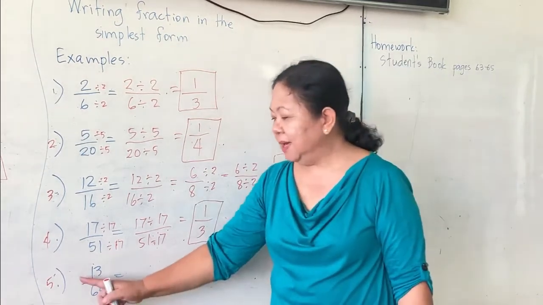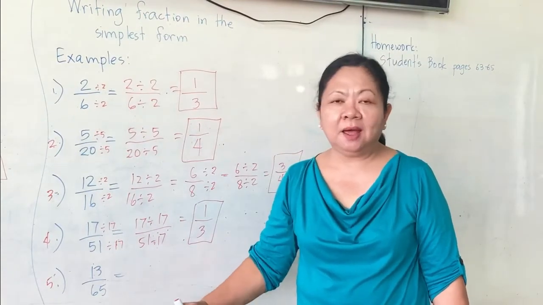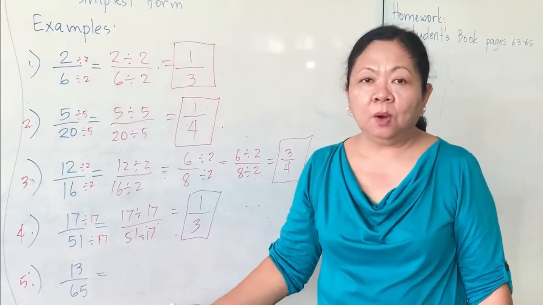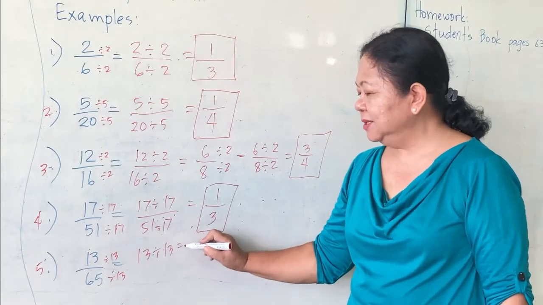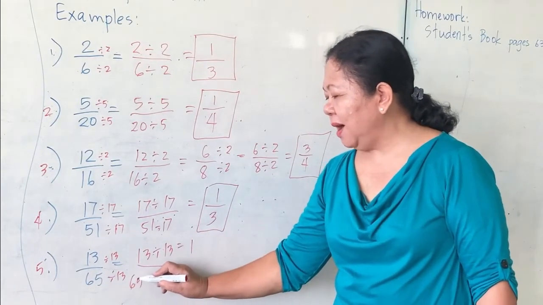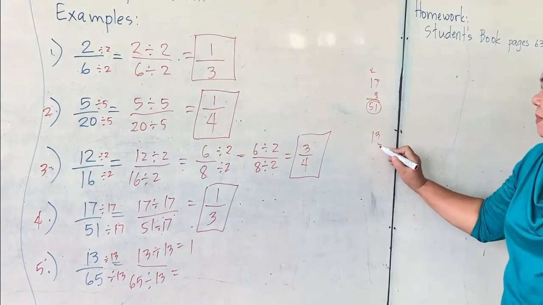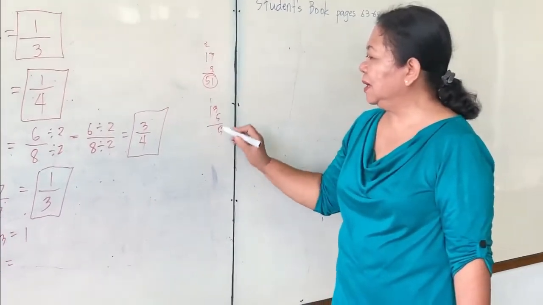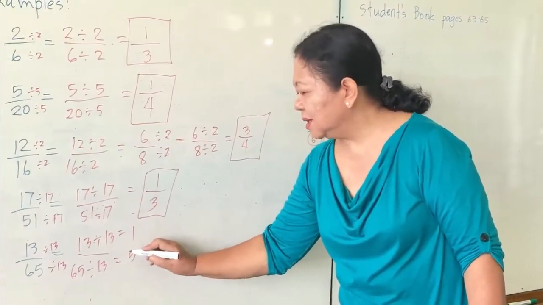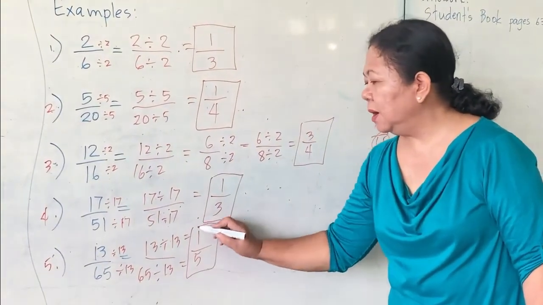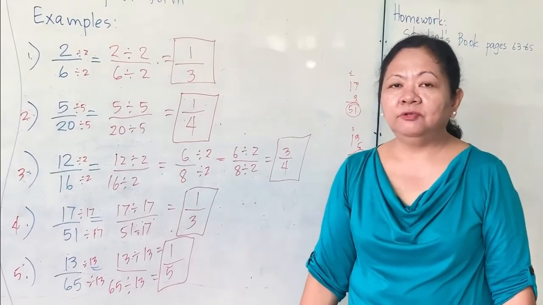The last one is 13 over 65. To what number can we divide 13 and 65? The same number, and there won't be any remainder. 13 divided by 13 is 1. And 65 divided by 13? So try multiplying 13 by 5. 5 times 3 is 15, carry 1. 5 times 1 is 5, plus 1 is 6, so 65. So the answer here is 5. And the simplest form of 13 over 65 is 1 over 5 or 1/5.